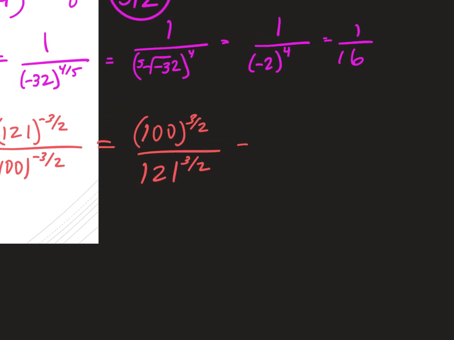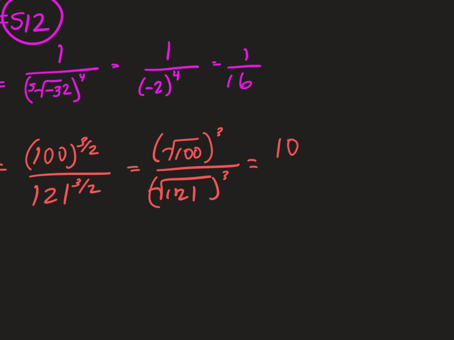If I rewrote the numerator, what does that look like? Square root of 100 raised to the 3rd power. The square root of 121 raised to the 3rd power. Agreed? What's the square root of 100? So I have 10 to the 3rd power. What's the square root, ladies and gents, of 121? 11. Raise that to the third power.